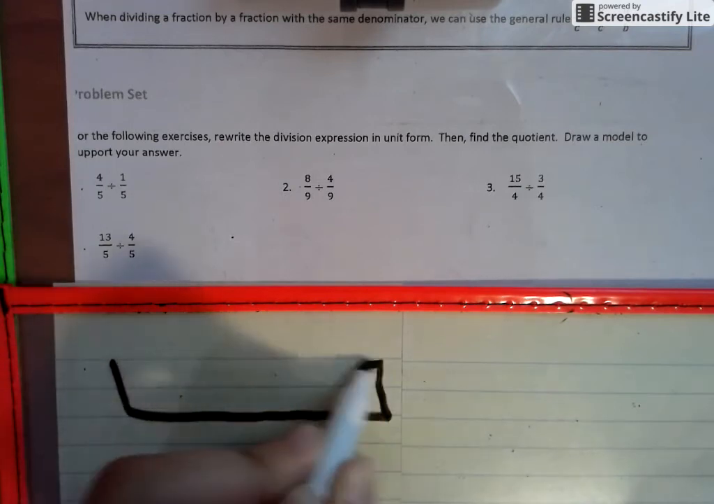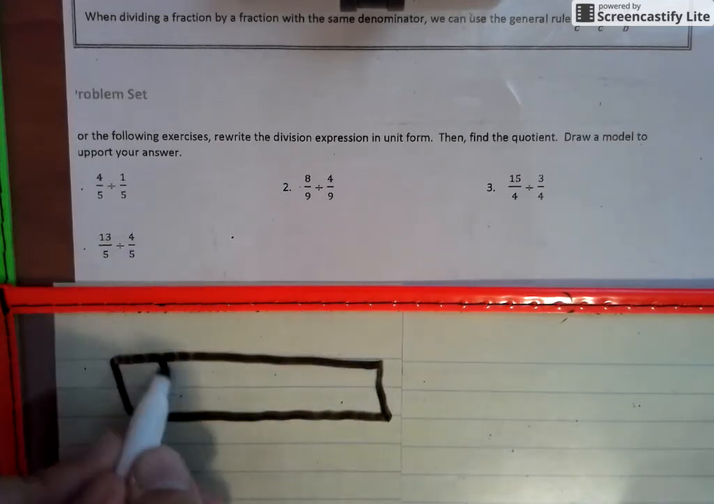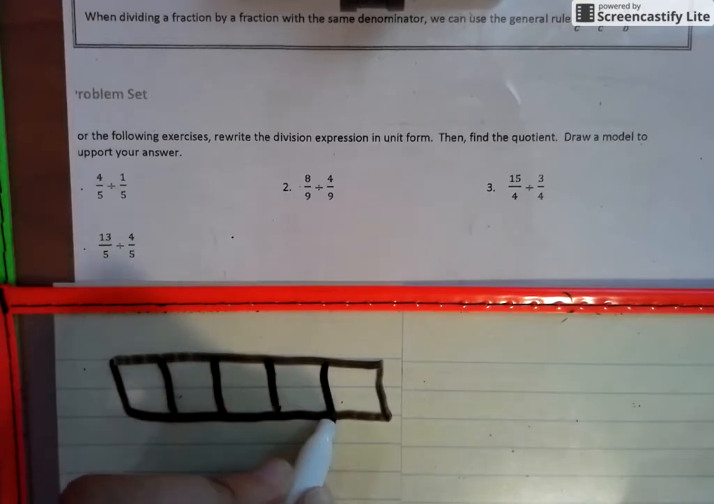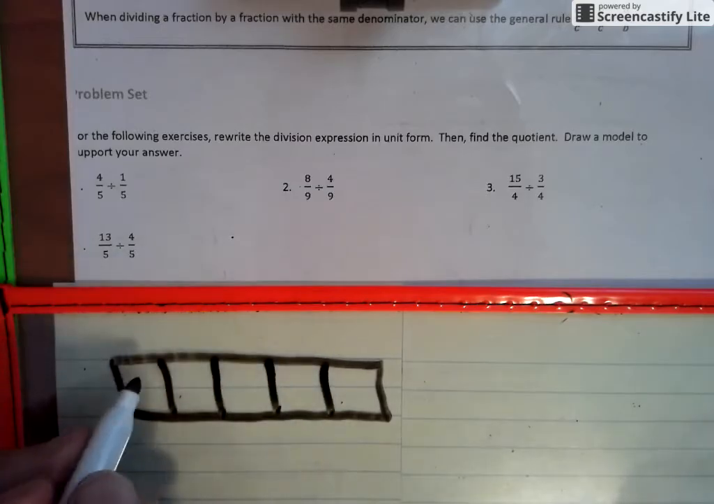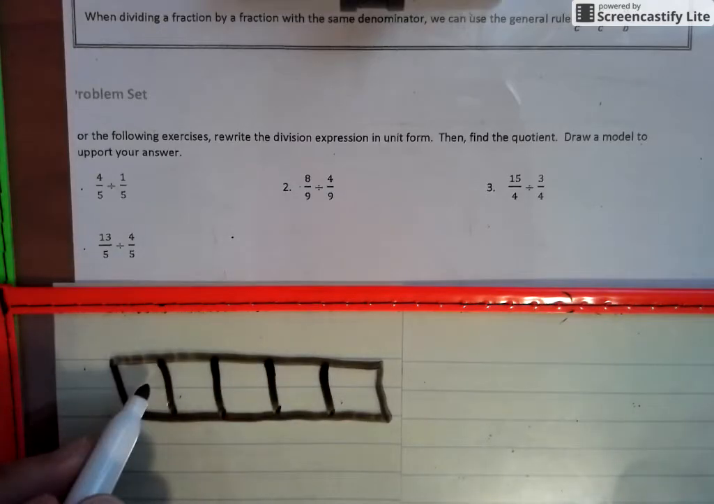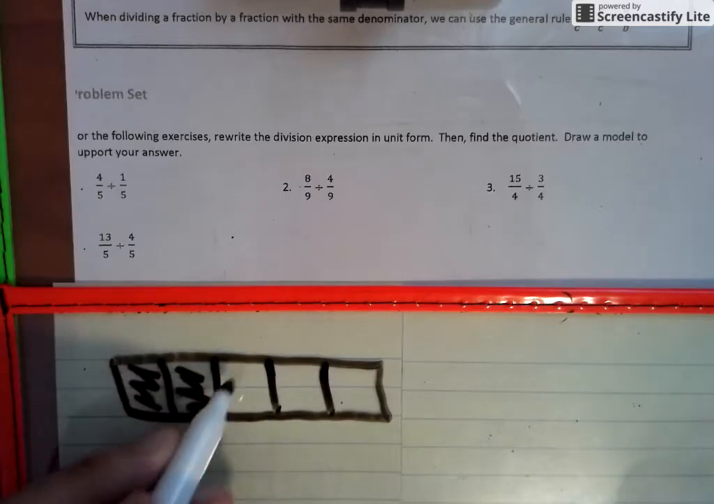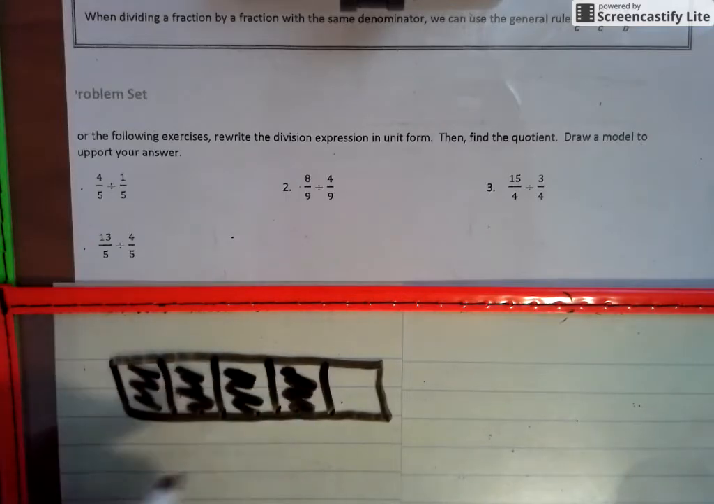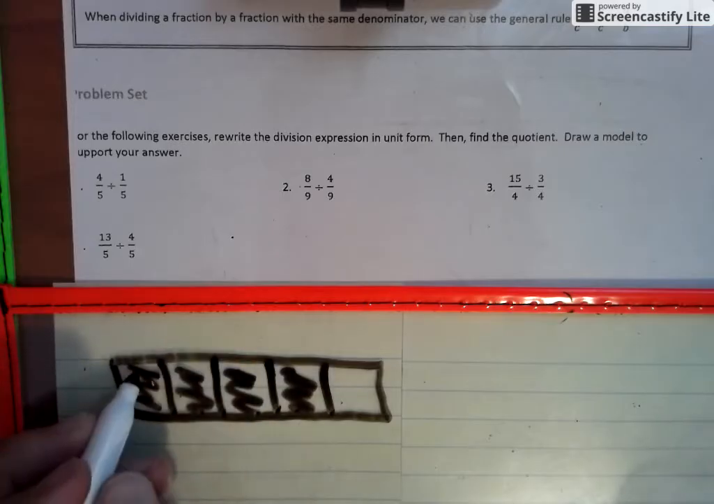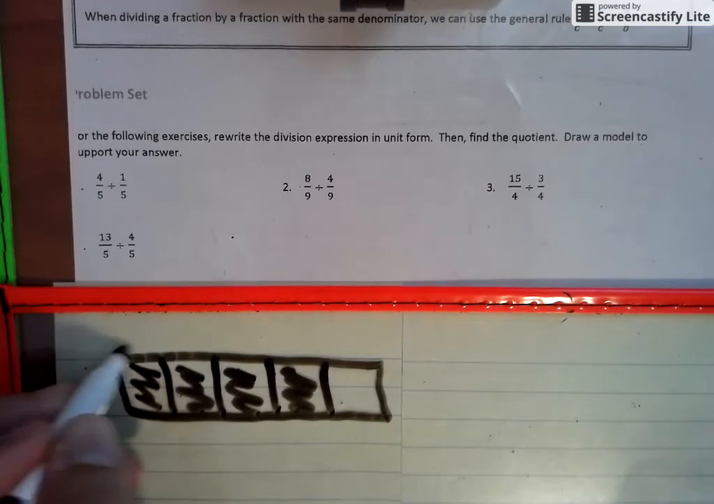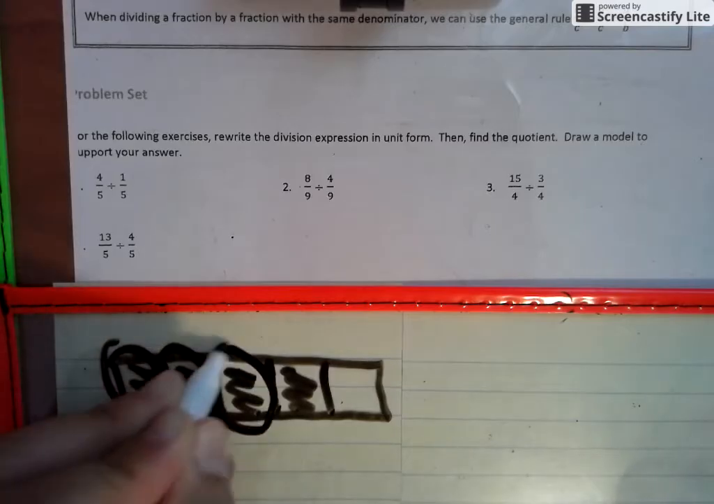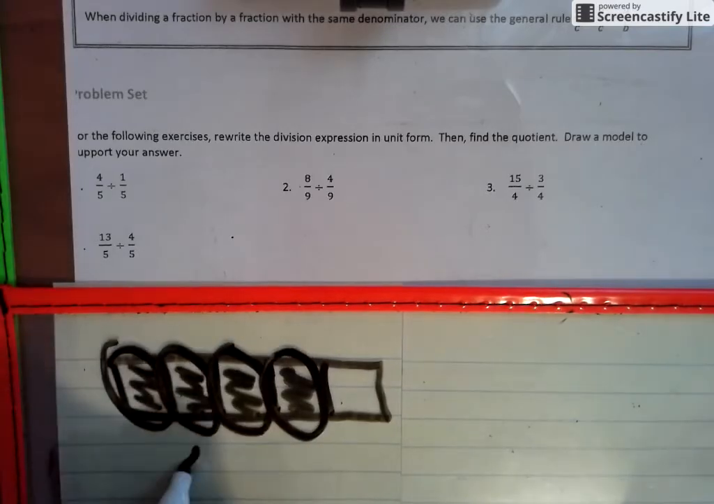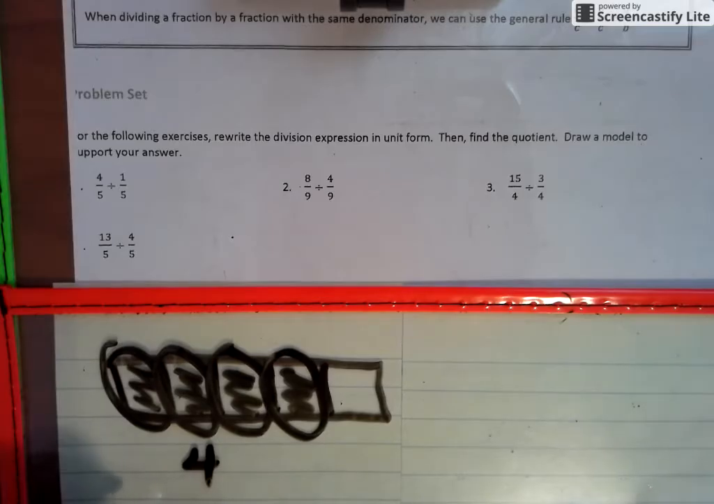So if we have our tape diagram nice and big, I'm going to split it up into 5 parts because that's a whole. And we're going to shade in 4/5. And we have to figure out how many 1/5 portions that is. Well, each piece stands for a fifth. So we have 1, 2, 3, 4 is our answer.